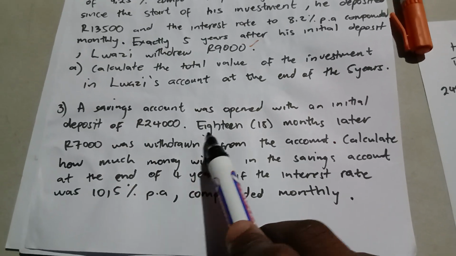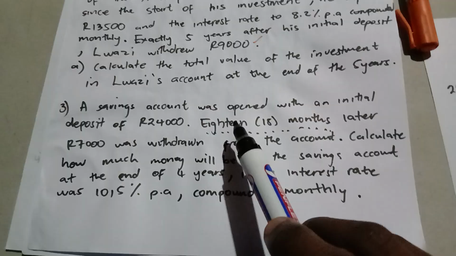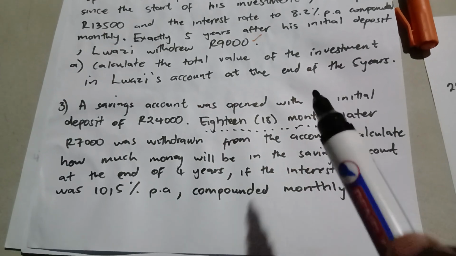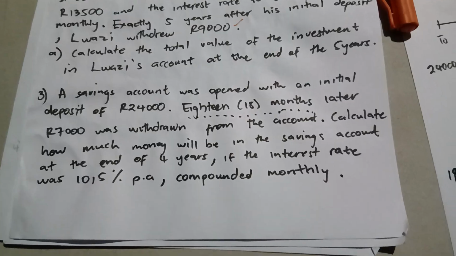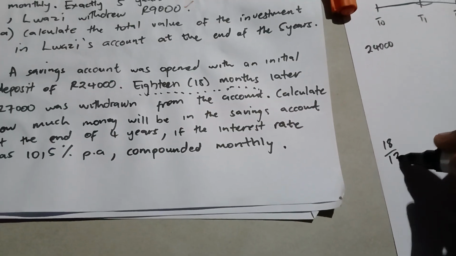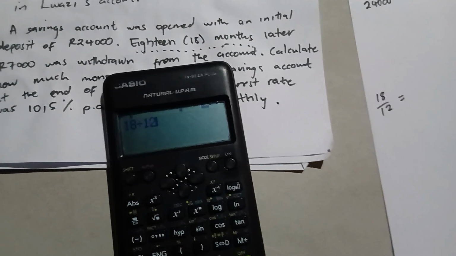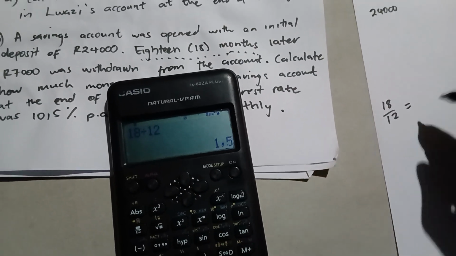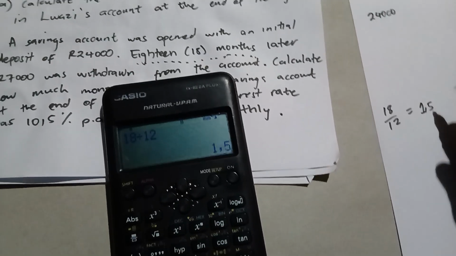If you are given the time in months, try to convert this to years. So remember, you're just going to say 18 divided by 12. It's going to give you 1,5. 18 divided by 12 gives you 1,5, which means it's 1,5 years. It's 1 year, 6 months.